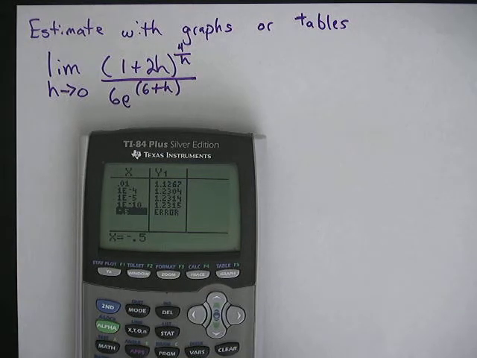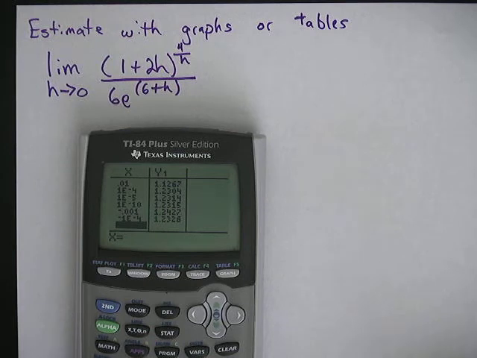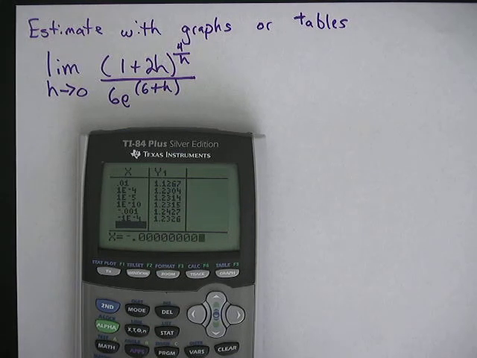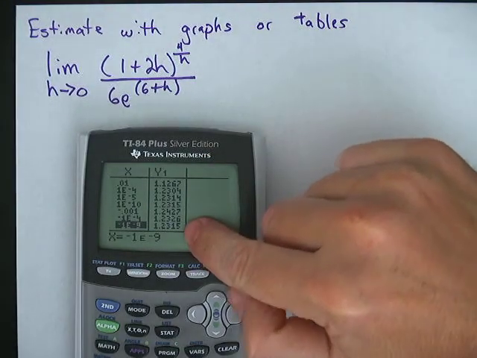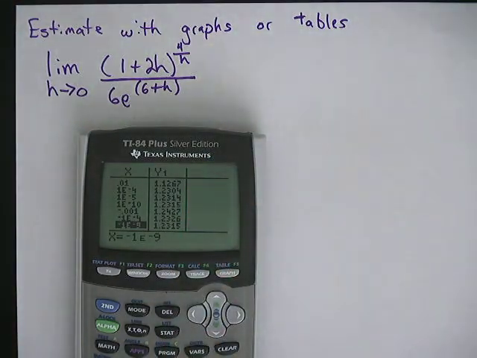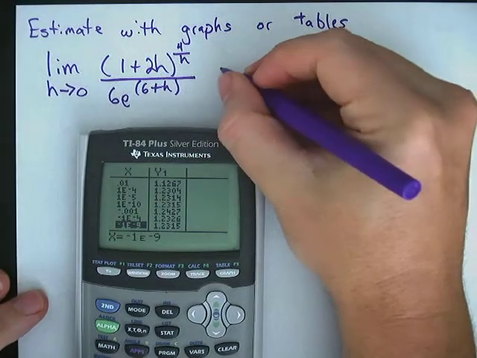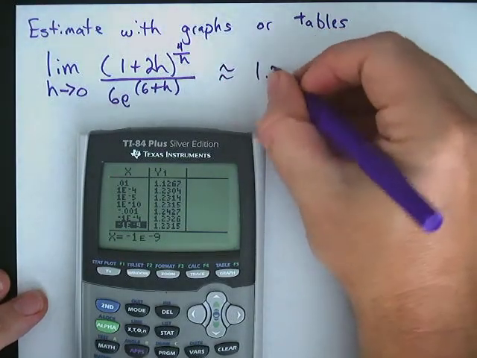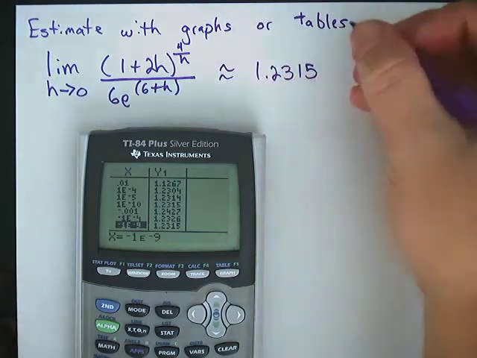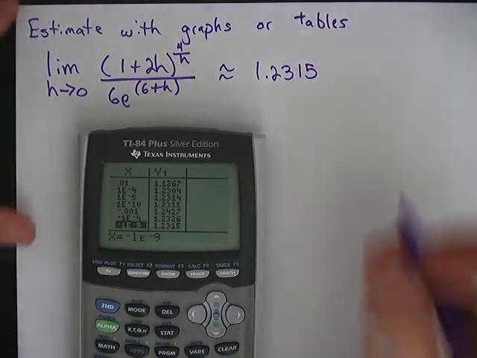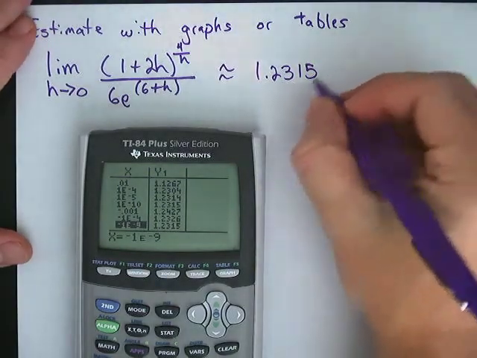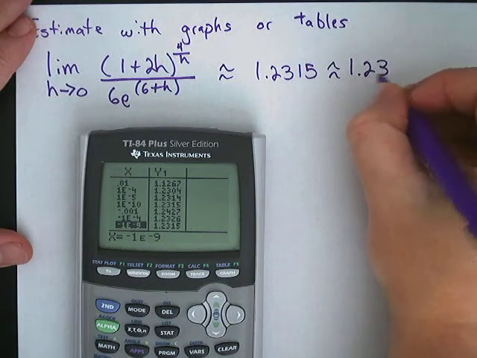Now, as we plug in -0.001, -0.0001, point bunch of zeros. Okay, looks like we're going towards the same number. So as we get closer and closer, this is going to be an approximate limit of 1.2315. Depending on how many decimals it wants you to use, I think this problem is probably going to ask you to round to the nearest hundredths. So this would be approximately equal to 1.23 would be your answer.